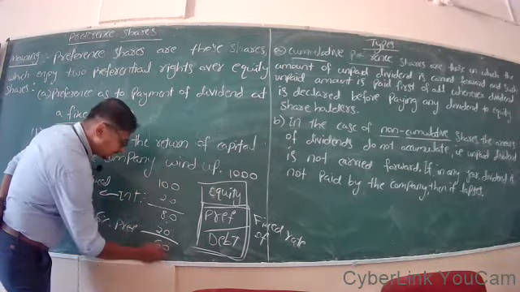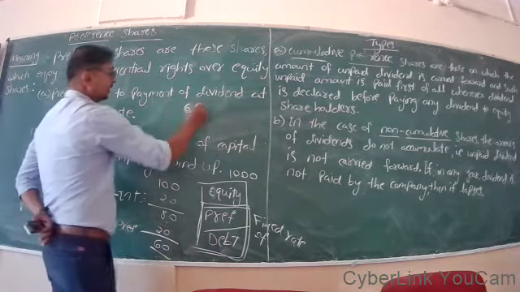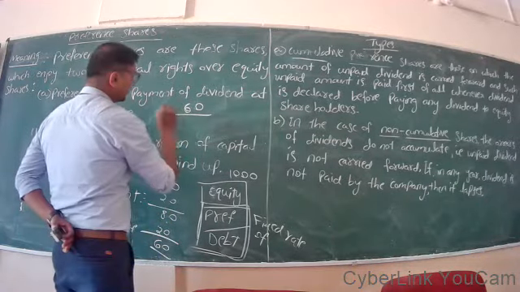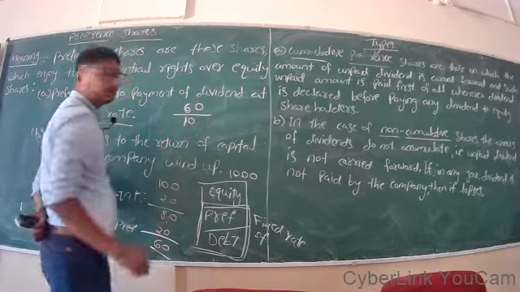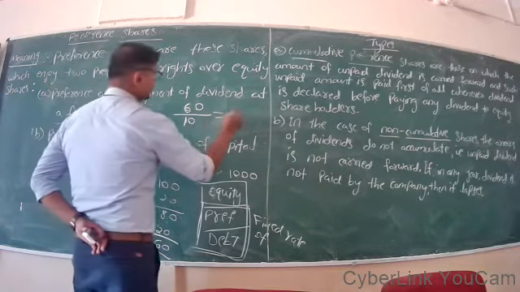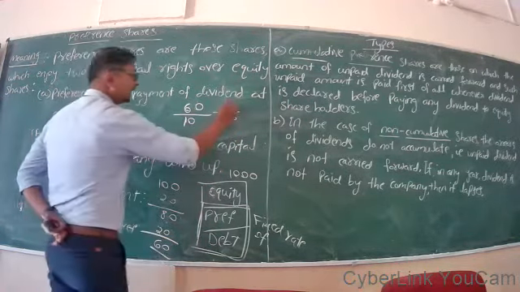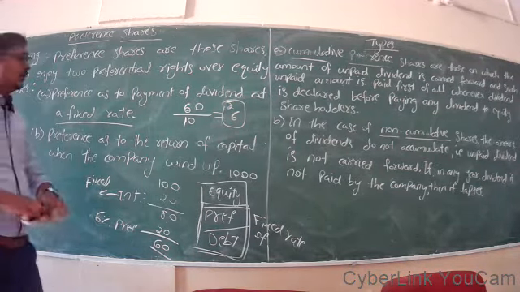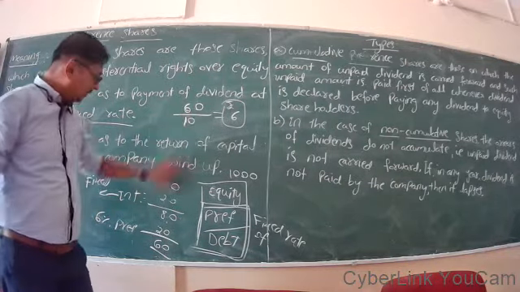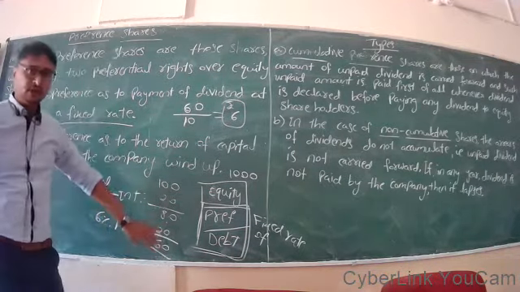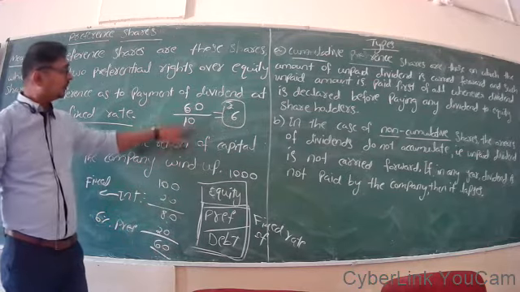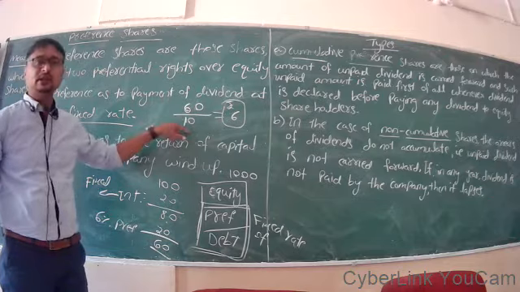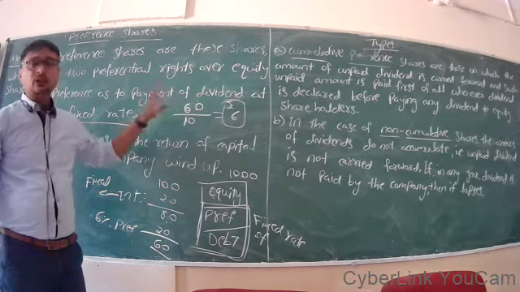The remaining 60 rupees is equally distributable to all the equity shareholders. Say, for example, the number of equity shares is 10, then each shareholder will get rupees 6 as dividend. So dividend is the part of profit which is equally distributable among the shareholders. That is called dividend.